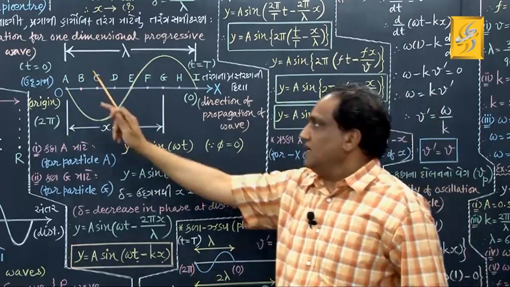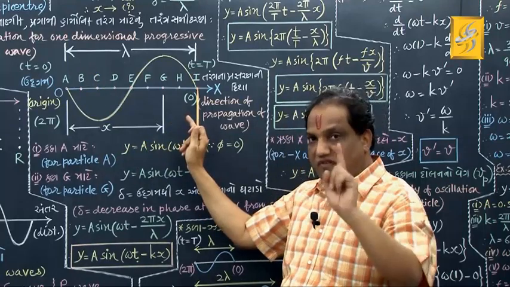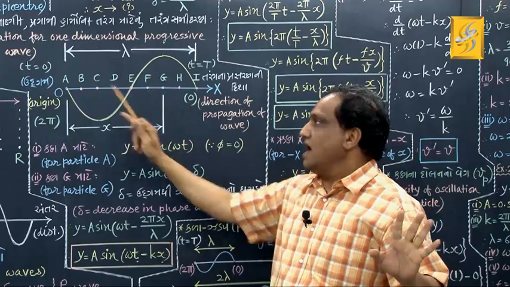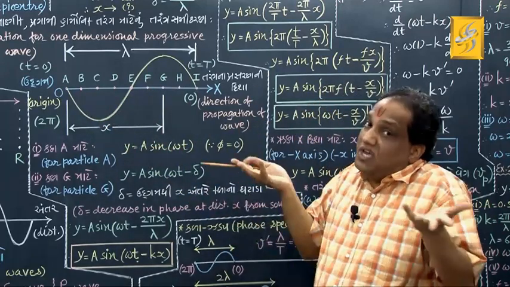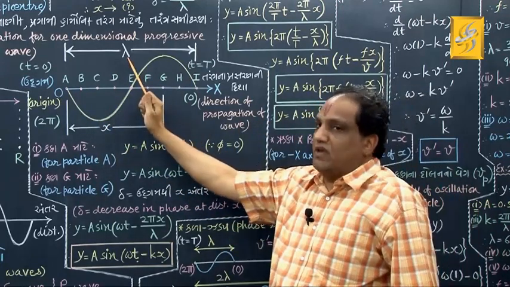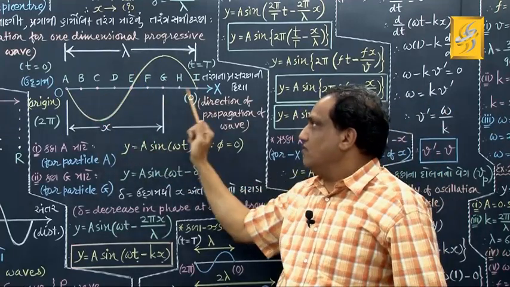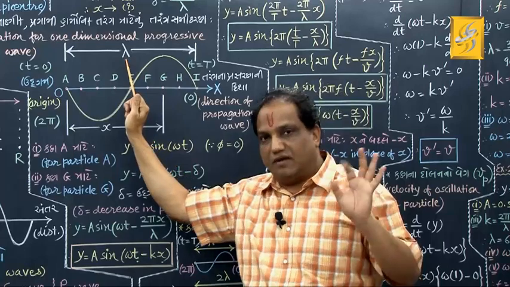The distance between two particles having a phase difference of 2 pi radian at any one instant of time along the direction of propagation of the wave is called the wavelength of the wave, shown by symbol lambda. So the length of one wave is called wavelength, that is lambda.